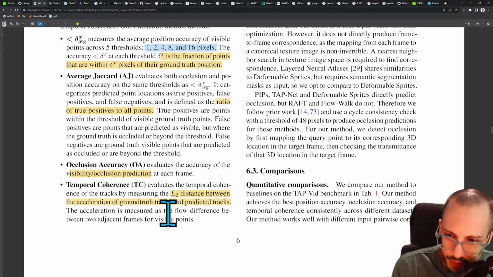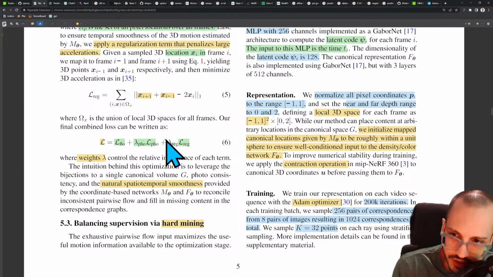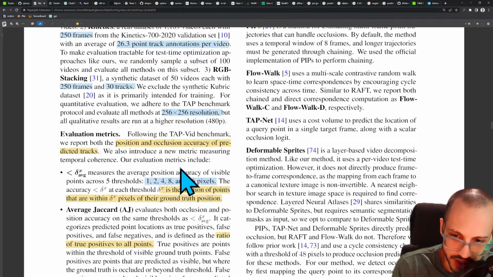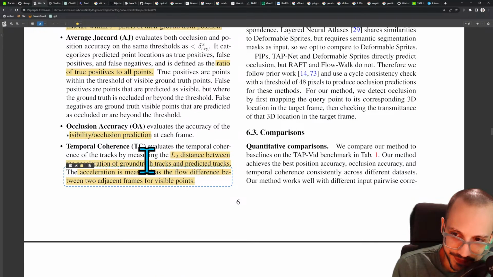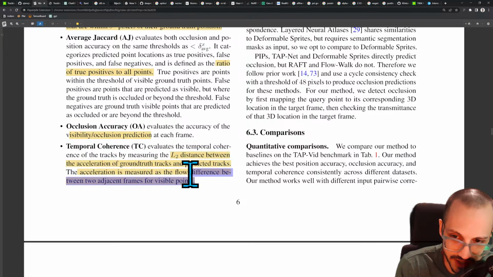So the problem with this: acceleration is measured as the flow difference between adjacent video frames for visible points. So this is what they were doing here, right? They had this regularization term that basically minimizes the acceleration between 2 points, which is basically the distance between these 2 points. So they have a regularization term that literally minimizes this acceleration, and here they are using acceleration as a metric. So of course, this is going to be improved by the fact that you have an explicit regularization loss that is minimizing this thing here.